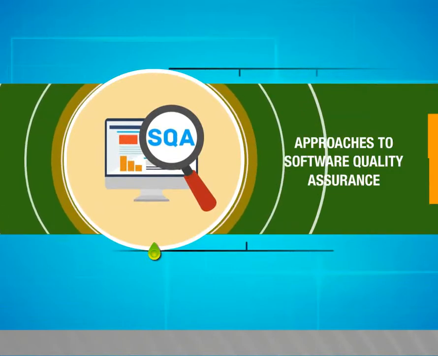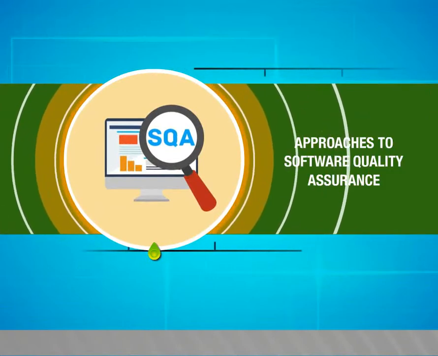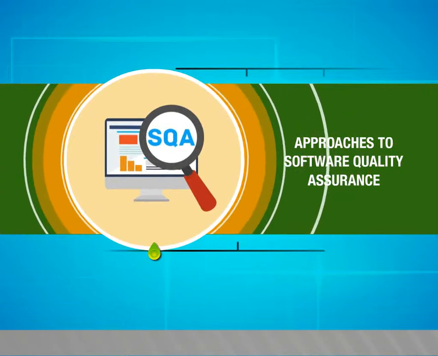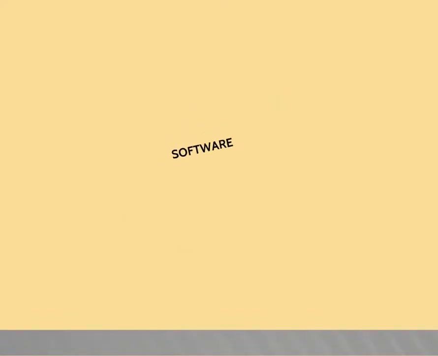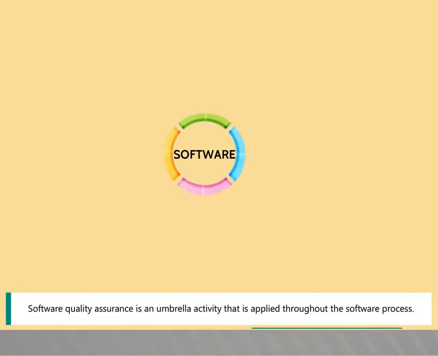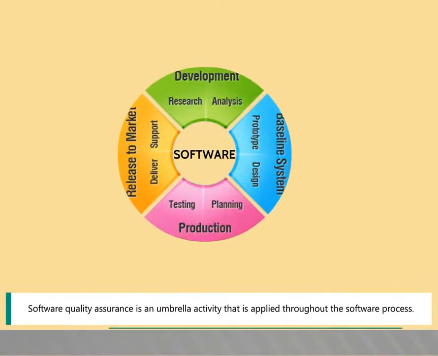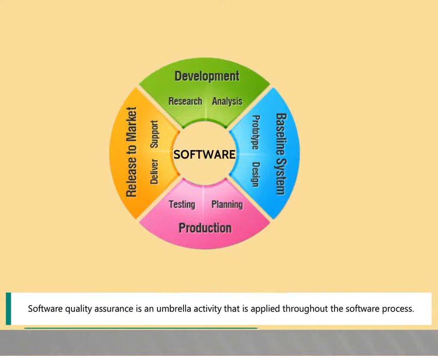Approaches to software quality assurance. In this video, we are going to see about approaches to software quality assurance. Software quality assurance is an umbrella activity that is applied throughout the software process.